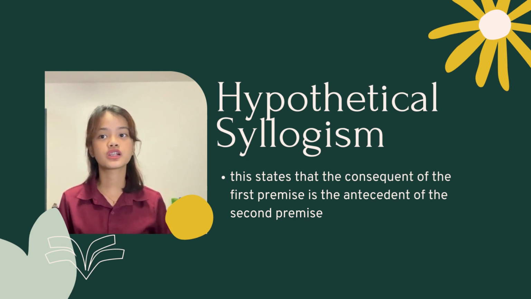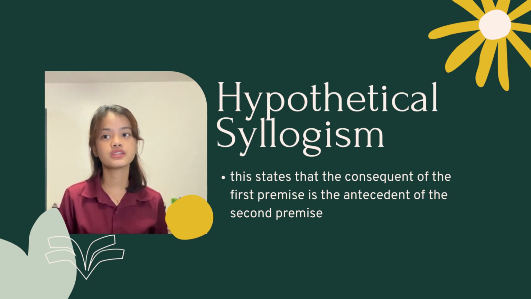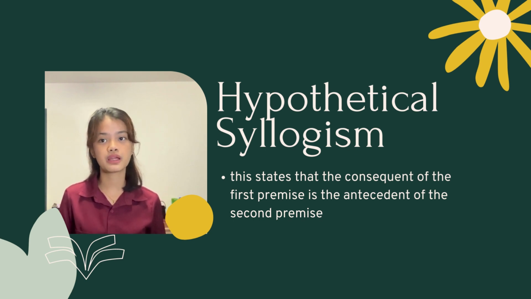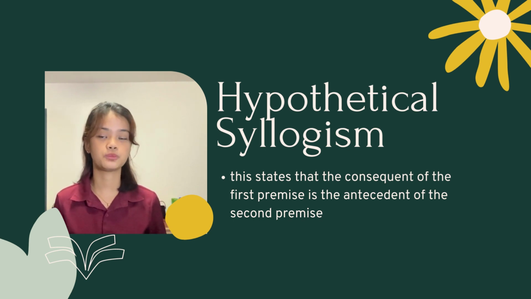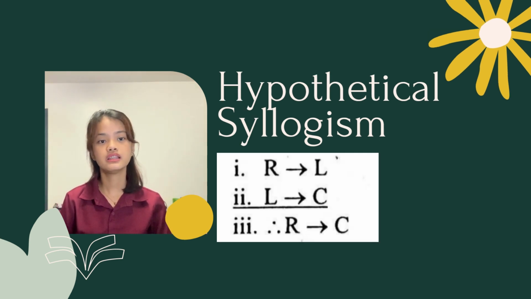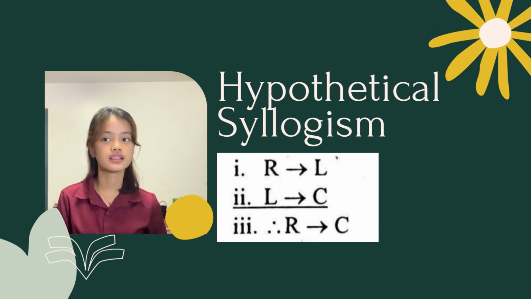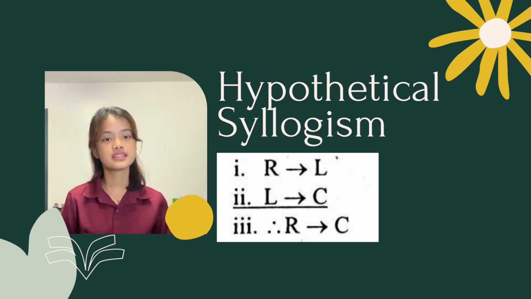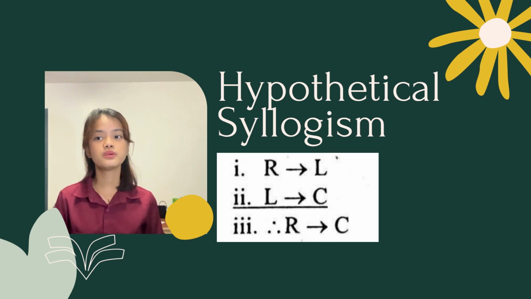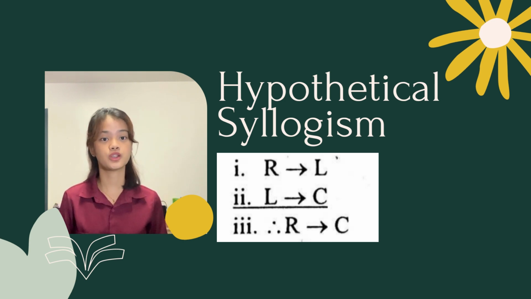It is one that starts from several judgments based on hypotheses and ends up drawing a valid conclusion when relating them to each other. This states that the consequent of the first premise is the antecedent of the second premise. It follows a structure as shown on screen. First, if R, then L. Second, if L, then C. For the conclusion, therefore, if R, then C. We can observe that the consequent of the first premise is the antecedent of the second premise.